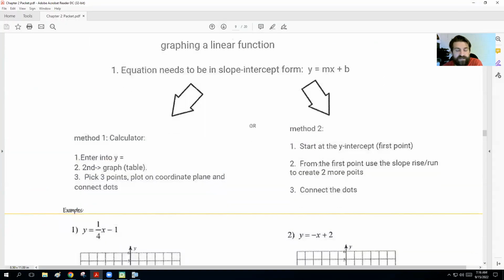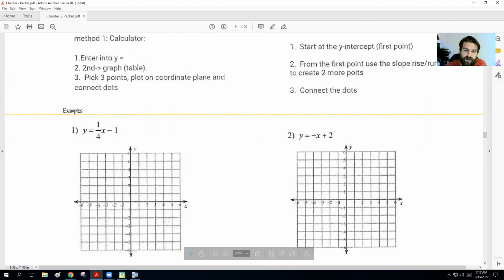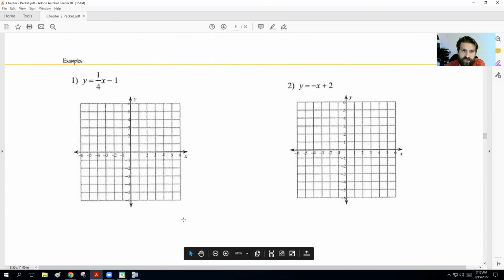Another way that you can graph is just simply using the y-intercept as your first point. So the y-intercept is where it crosses the up and down axis, and then you use the slope to create 2 or more points. And all you do is connect the dots. I'm going to do that because these problems are pretty easy, and we'll just stick with that. Okay, so we'll walk you through this first one here.